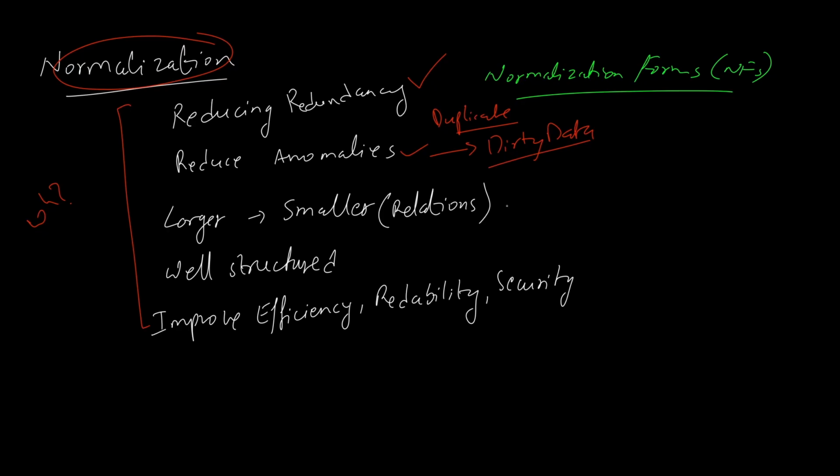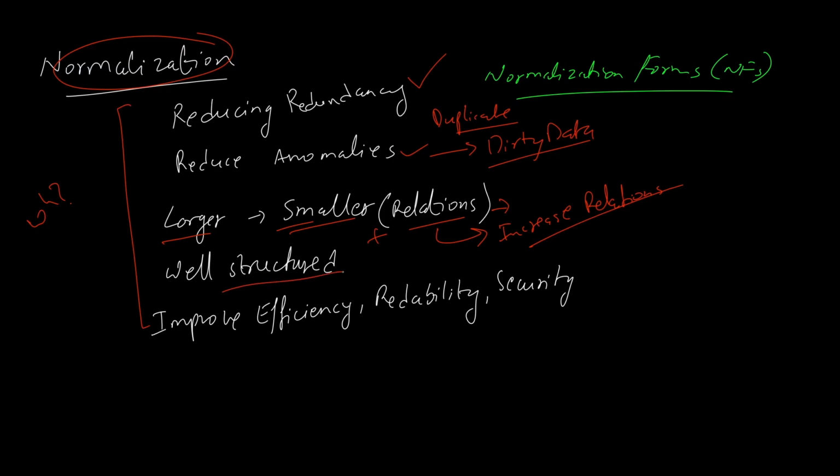Now, as I said, reducing dependencies is just making it smaller. Larger tables we make smaller with relations. Now, understand that as we normalize, we increase relations in a database, which would be kind of like a drawback, but we'll talk about it later.